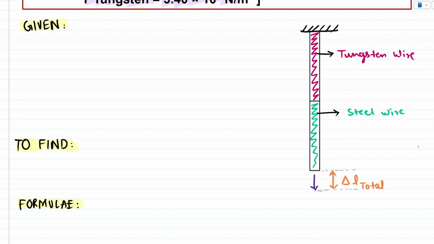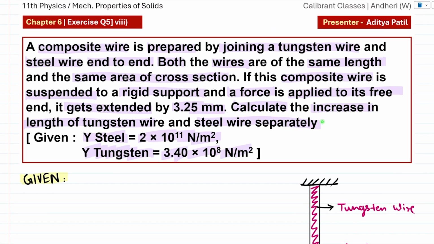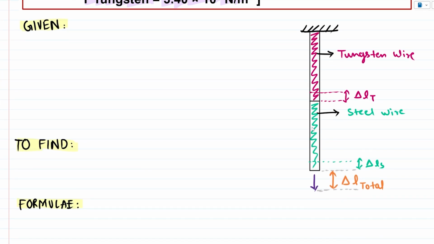But इसी के साथ क्या हो रहा है कि since हमारा wire is made up of two different materials, वो दोनों इंडिविजुअल वायर्स भी अपना कुछ एक्सटेंशन बनाएंगे. So tungsten wire will have some increase in its length, and let's mark that increase as delta LT. Similarly, steel wire will also undergo some increase in its length, and let us mark that increase as delta LS. और यही दो इंडिविजुअल एक्सटेंशंस हमें ढूंढने हैं. So question में बोला है calculate the increase in the length of tungsten wire and steel wire separately. So हमारा to find section हमें क्लियर है.